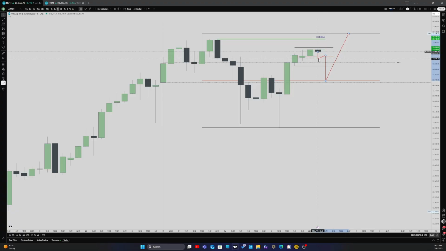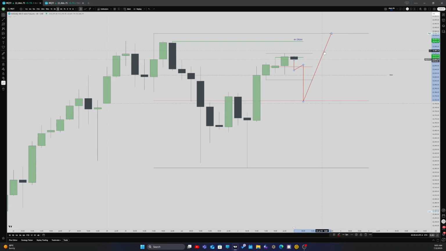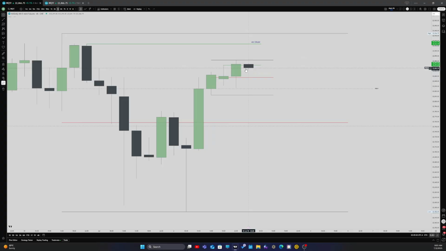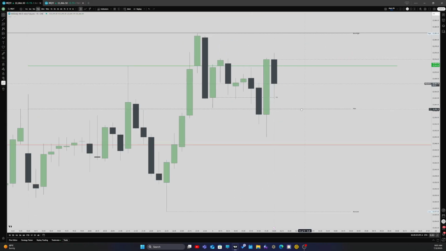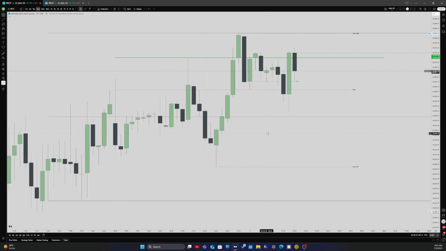That's a possibility. Another possibility is that price comes down into this range and continues to this draw. And if we look at that on the 15-minute chart, that could be a possibility. We do have this weak block taking liquidity here.